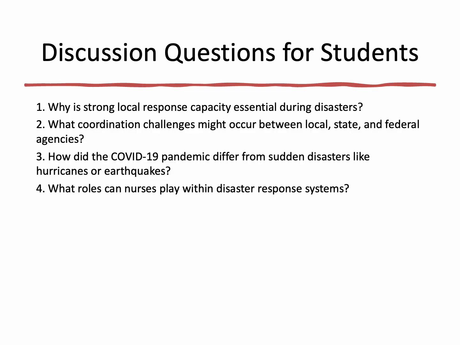Second question: what coordination challenges might occur between local, state, and federal agencies? Think about communication systems, leadership authority, and resource requests. These issues were clearly visible during Hurricane Katrina. Third question: how did the COVID-19 pandemic differ from disasters such as hurricanes and earthquakes? Well, consider the duration of the crisis, the strain on healthcare workers, and the global scale of coordination required.